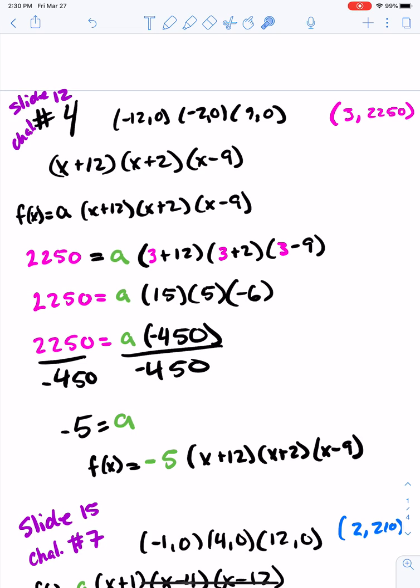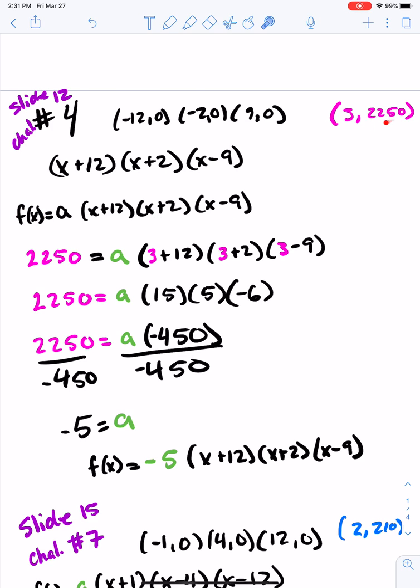All right, I'm going to walk you through a couple examples here for the Desmos, a couple slides you've gone through. So on slide 12 or challenge number 4, you're given these roots here and the 0.3250. So we take this, we turn it into our roots, and then we can write our equation out subbing in A because we don't know what A is yet. But we know that we have these 3 factors and they equal Y.